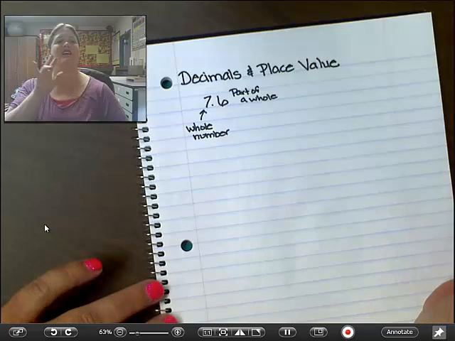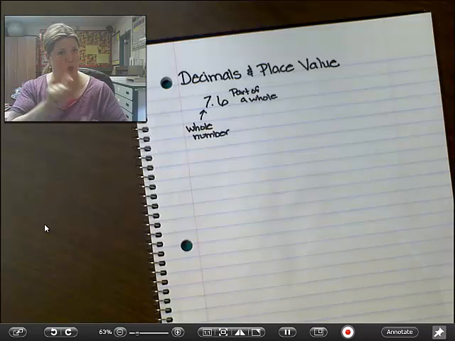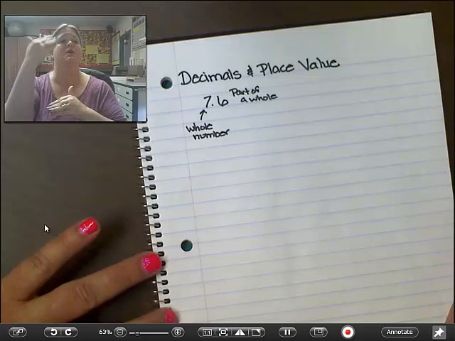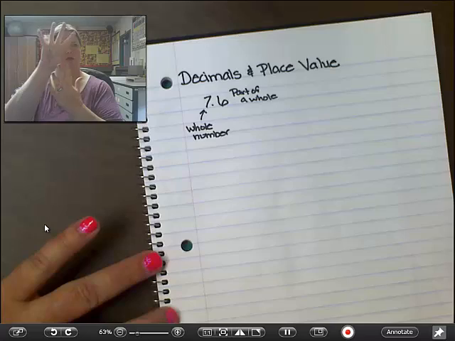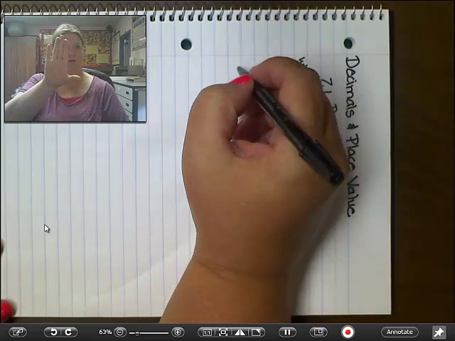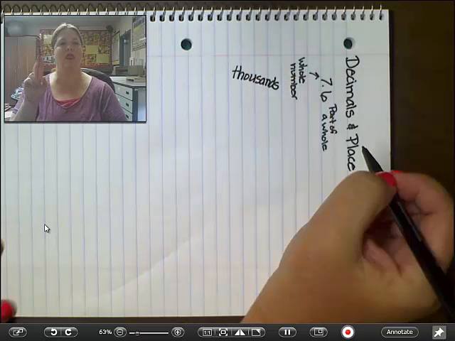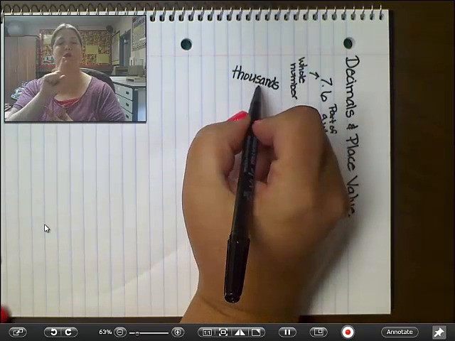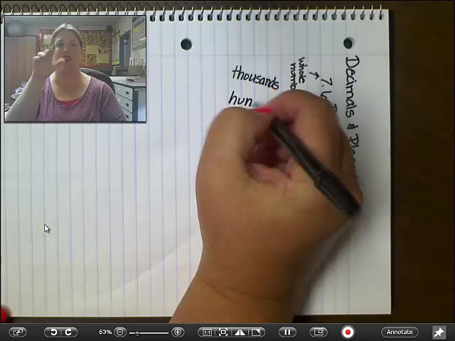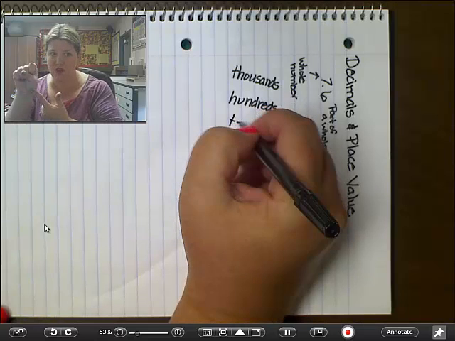This is where the place value becomes really important. Make sure in your notes that you're copying everything that I am writing down. The next thing I'm going to want you to do is make a chart to show place value for the decimals. So you're going to turn your paper, and we're going to start with thousands. Be really careful with your spelling. This ends in DS. We're going to have hundreds. Again, ends in DS. Tens.